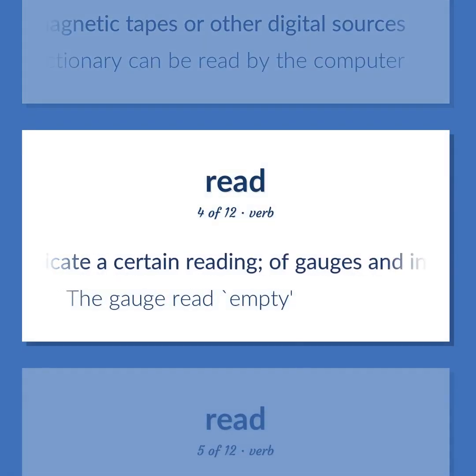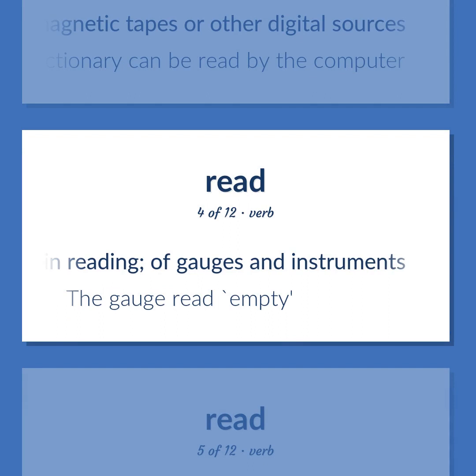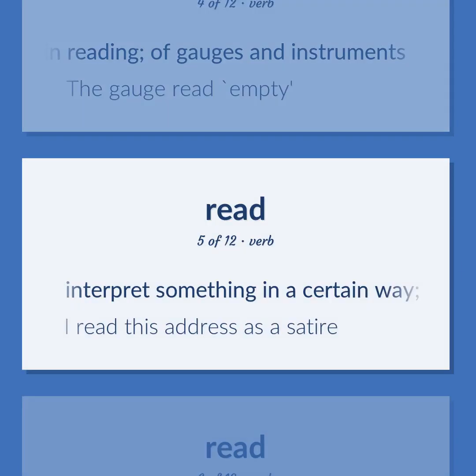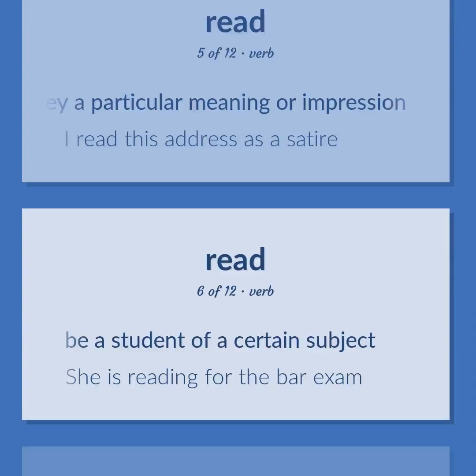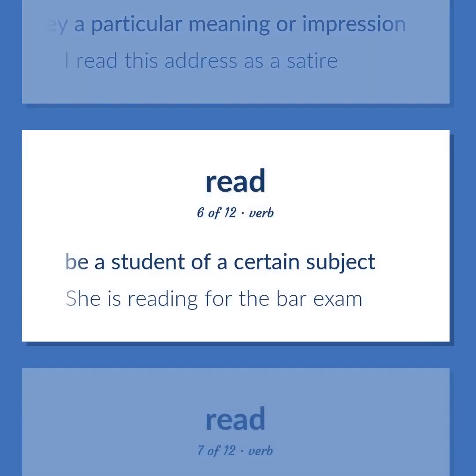Indicate a certain reading of gauges and instruments. The gauge read, empty. Interpret something in a certain way. Convey a particular meaning or impression. I read this address as a satire. Be a student of a certain subject. She is reading for the bar exam.